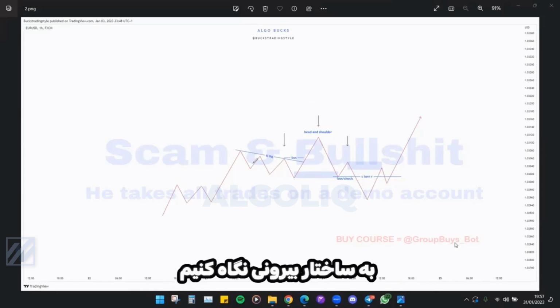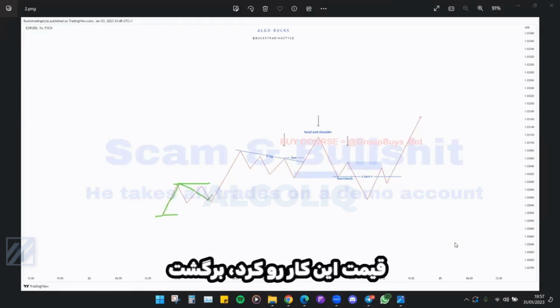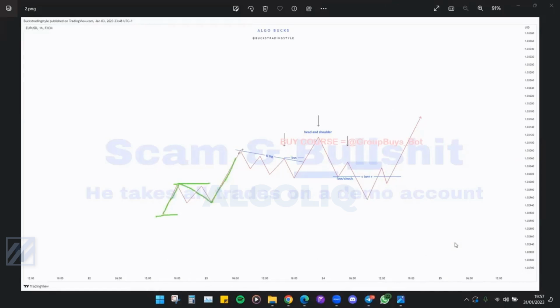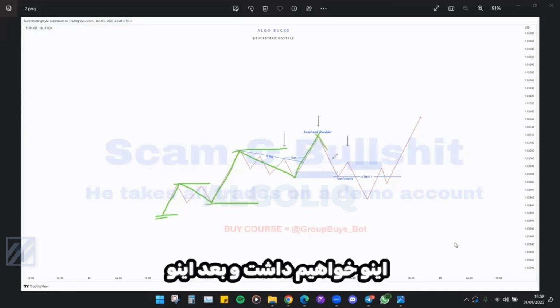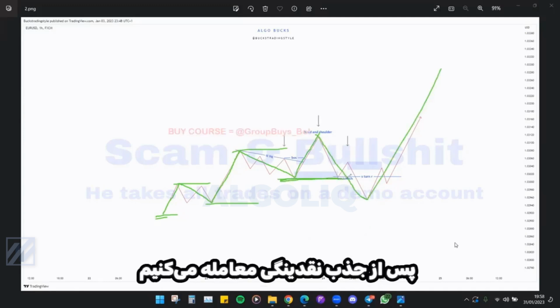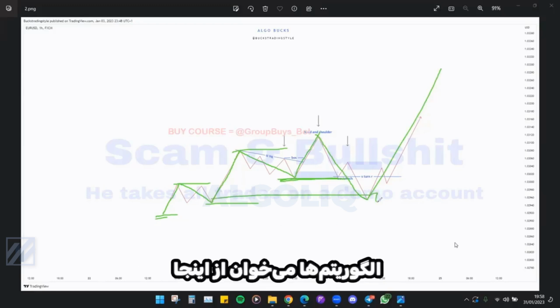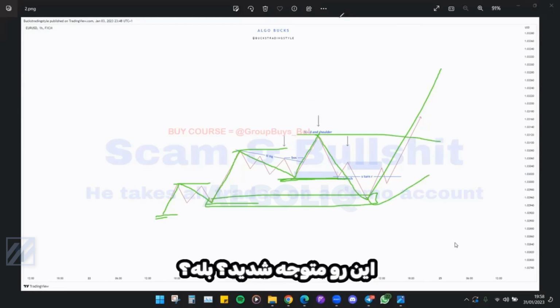Now, looking at external structure, right? Let's say we have this low, we have this high. So price did this, came back down to this point, came back up, came back down to this point, came back up. So you see, this is external structure, external structure, external structure, right? Then we have this, and then we have this. So this becomes our liquidity. So we take trades after liquidity has been taken. So you see, after liquidity has been taken, algo traders want to buy from here to target this high. You understand this?